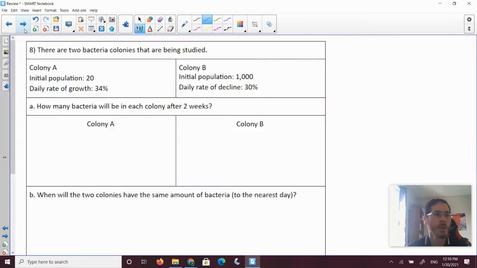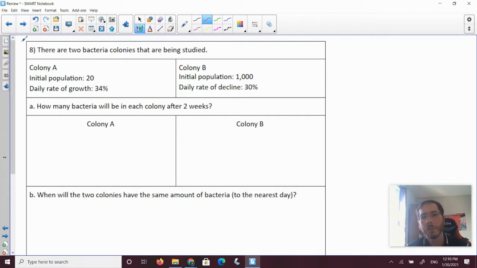All right. And then last question. So there are 2 bacteria colonies that are being studied. So colony A, initial population of 20, rate of growth is 34%. So that one's going to go up. I'm trying to think how I'm mirrored in the picture. Colony B, initial population of 1,000, daily rate of decline is 30%. So this one is going down. I think that's the right way to do it from the picture.